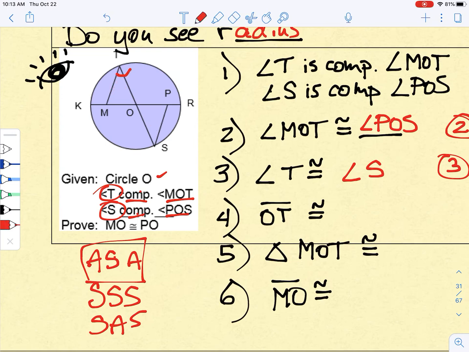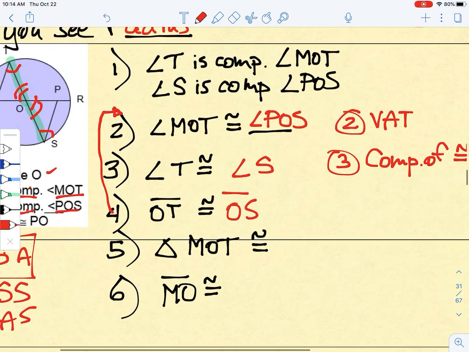And we already have the angle here, and these angles congruent. All we need is the side in between. Oh, those were the radius that we had initially. So this line 4 could actually have been up here, right? Except you don't really know why you're needing it initially. So OT and OS are congruent.